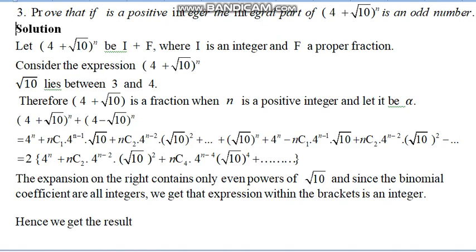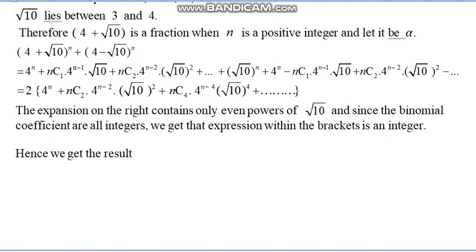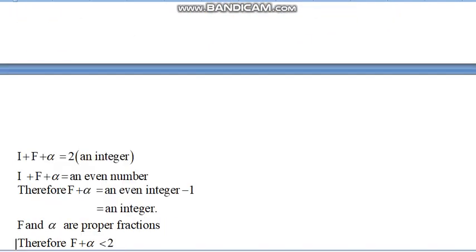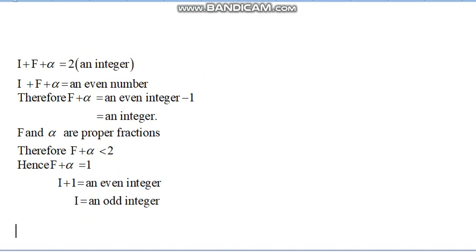We need to prove it is an odd integer, right? So integer plus fraction plus alpha equals 2 into an integer. 2 into an integer gives an even number. So therefore the fraction plus alpha equals an even integer minus I, an integer.